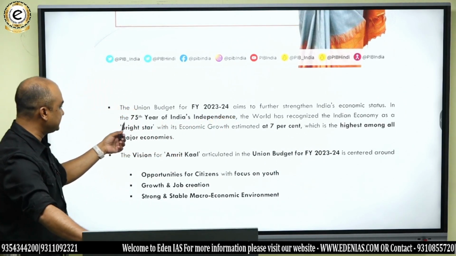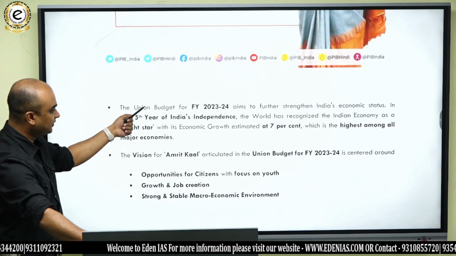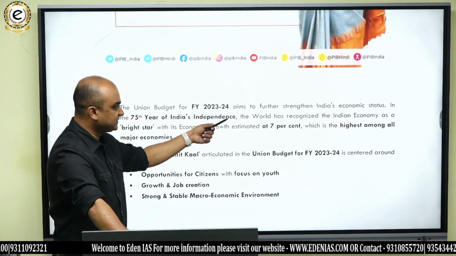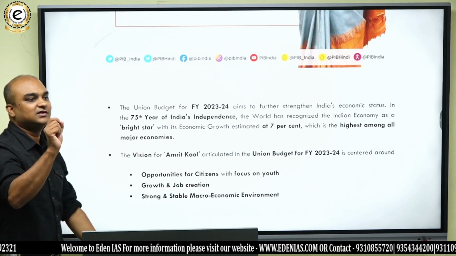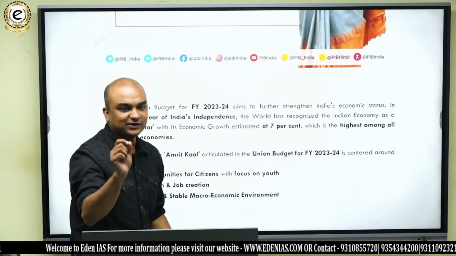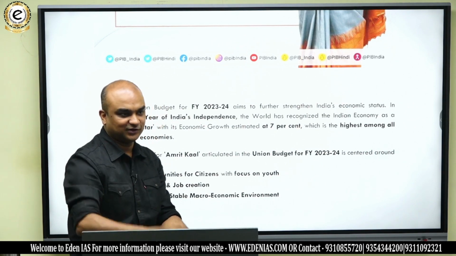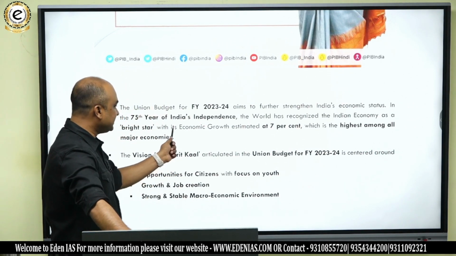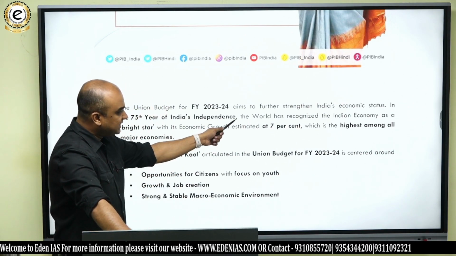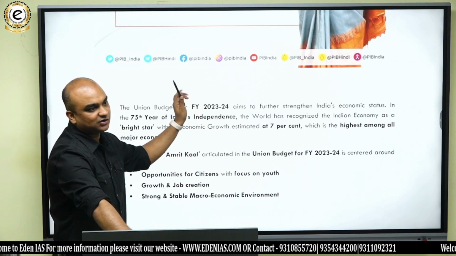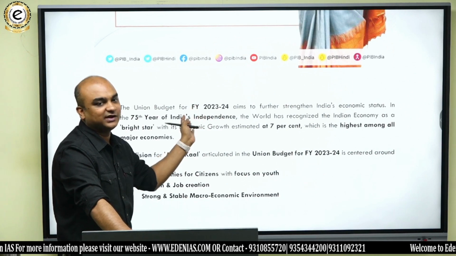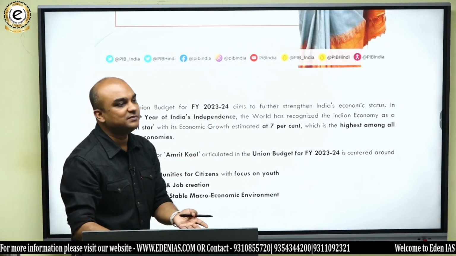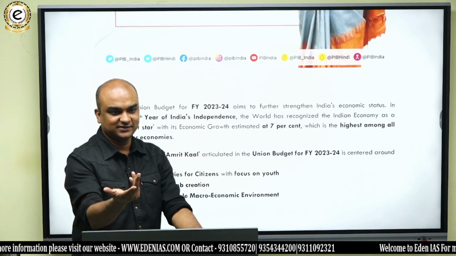Now, if you look here, the Union Budget for financial year 2023-24 aims to further strengthen India's economic status in the 75th year of India's independence. The world has recognized the Indian economy as the bright star, or the shining star, or Indian economy is in the sweet spot, whatever you want to say, with its growth estimated at 7%, which is highest among all the major economies of the world. Now, there could be an economy which is growing at 17%, but that could be because of a very low base. Do you understand that?